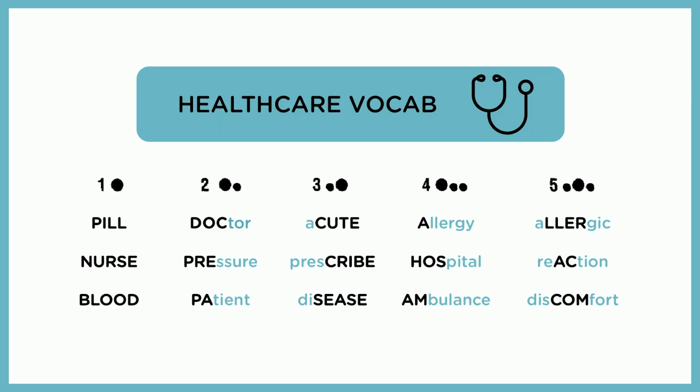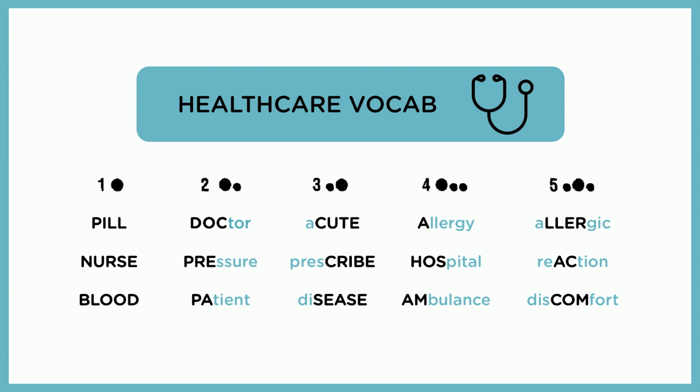Terrific. So just to have a slightly different topic, let's look at some healthcare vocab. Here we've got different columns. On the left, we've got one syllable words. Because it's just one syllable, the stress is even. It's pill, nurse, blood. But when there are two or more syllables, we follow different patterns.